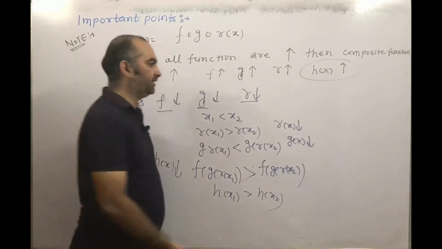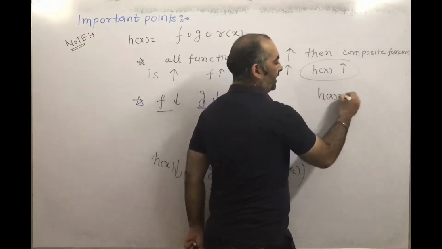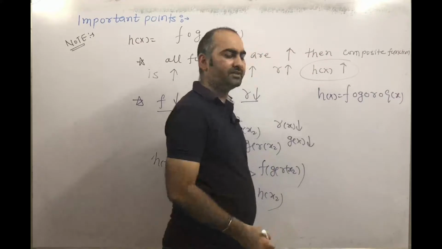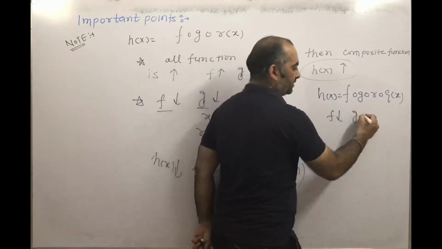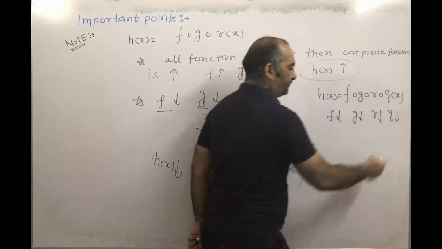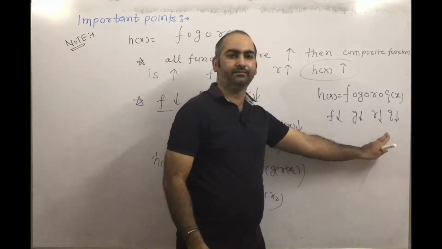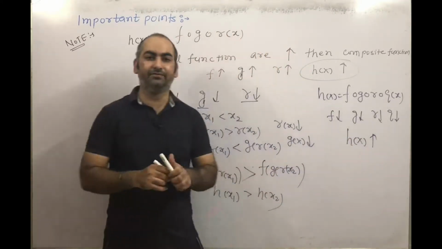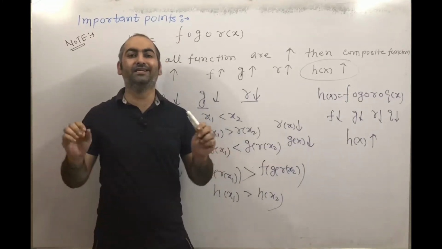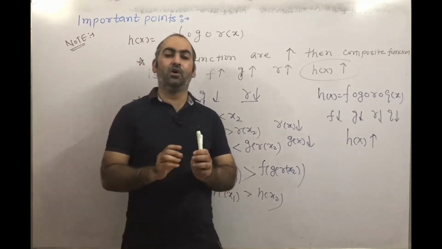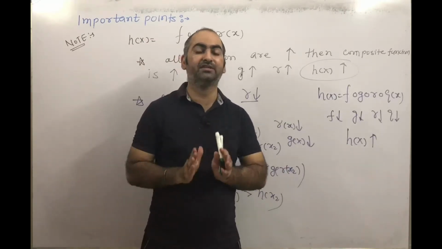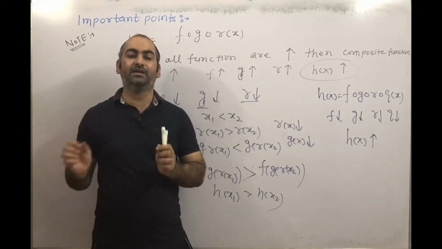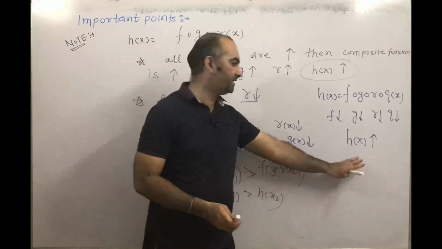Suppose we have four functions: h of x equal to f of g of r of q of x, where f, g, r, q are all decreasing. Then we can say that h of x is increasing. So if all functions in a composite function are decreasing and an odd number of functions are there, then the composite function is decreasing. If an even number of functions are present, then the composite function is increasing.